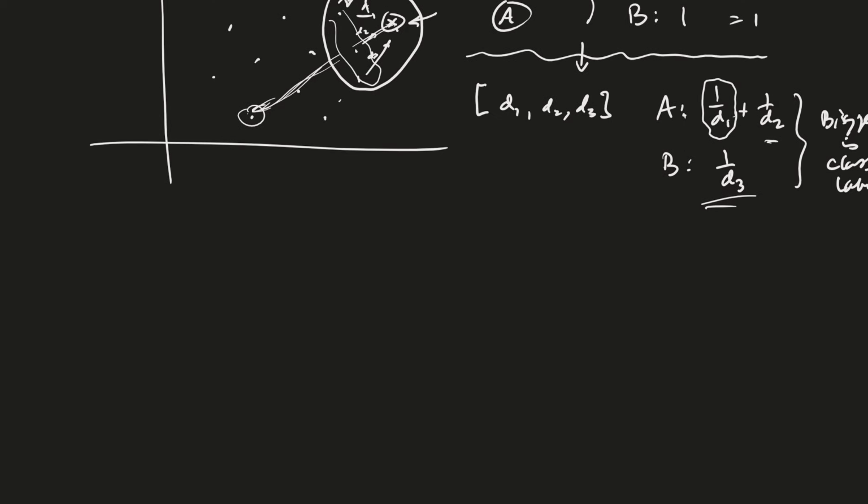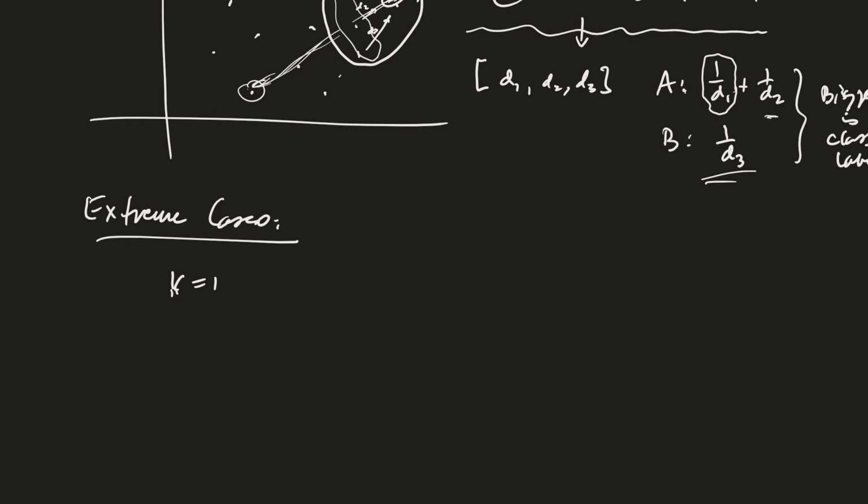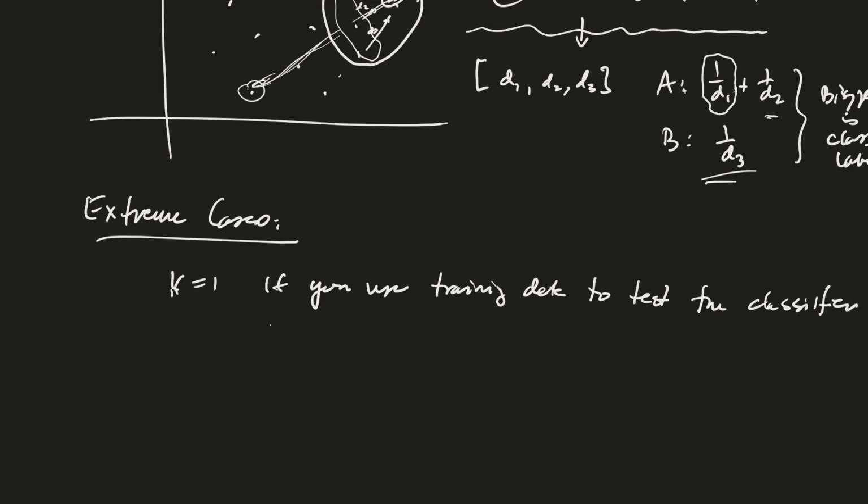All right. So I just wanted to mention a couple of extreme cases since we're talking about the k nearest neighbors. What happens if k is equal to 1? Well, if k is equal to 1, of course we're back to the nearest neighbor situation. But you'll notice that if you use training data to test the classifier, we get 100% accuracy. And that's because all we're doing is memorizing the data at that point.